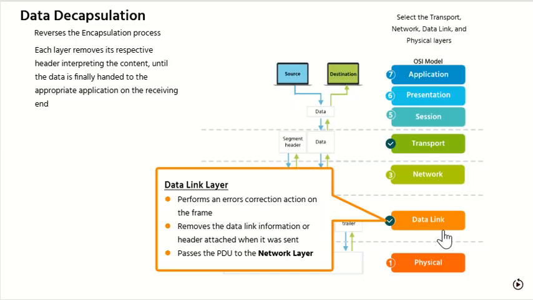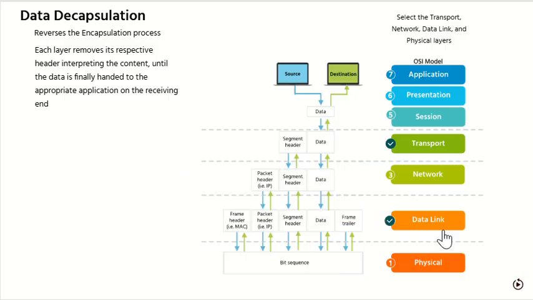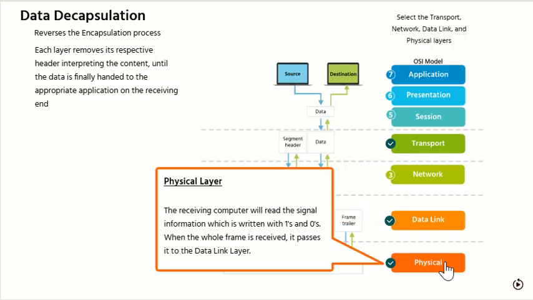The data link layer will perform an error control action on the frame. The data link layer will remove any data link information or header attached when it was sent and pass the PDU to the network layer. The PDU is now a packet. The receiving computer will read the signal information, which is written with ones and zeros.